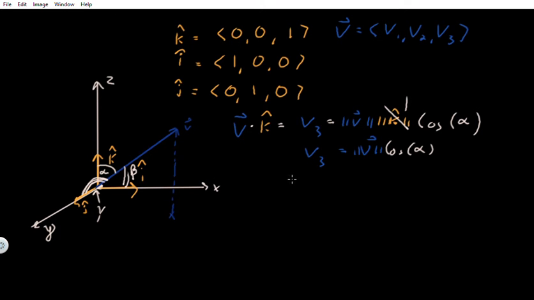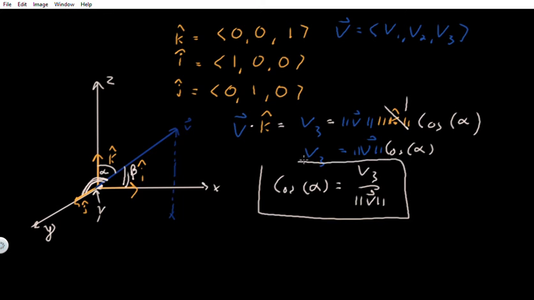All I have to do is just say that cosine of alpha must be equal to v3 divided by the magnitude of vector v. And this is how we solve for what alpha is. And I can do very similar reasoning. I try to find v dotted with i hat, and I would find that cosine of beta, I encourage you to just try this out. Do the same exact process, v dotted with i hat now, and I would find that cosine of beta would be v1 divided by the magnitude of vector v.